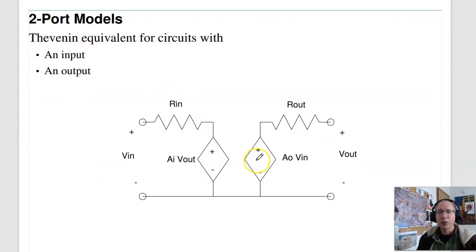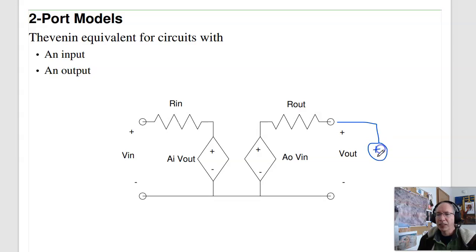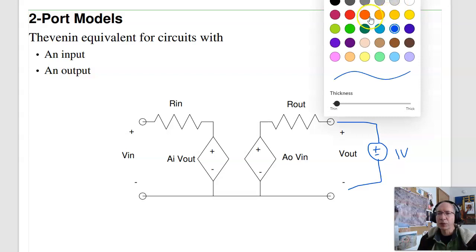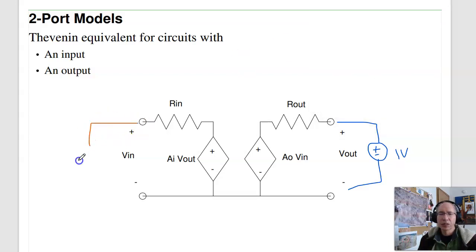A two-port model looks like this. At the input, well, kind of one way to think about it. If I take the output and tie it to 1 volt, this is the Thevenin equivalent at the input. If I take the input and tie it to 1 volt, this is the Thevenin equivalent at the output.